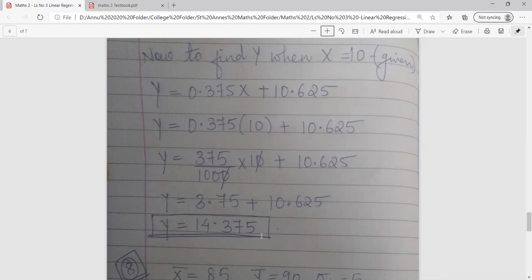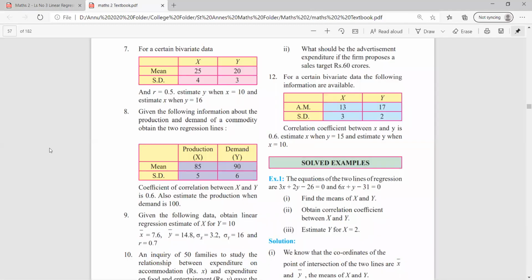Pause the video. First you solve the sum. After that, you can confirm the answer by removing the pause and listening to the video, and then you can check the answer.